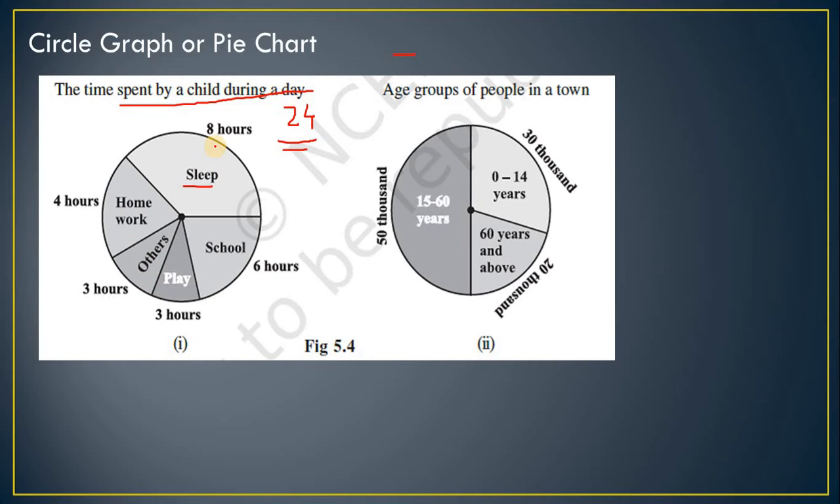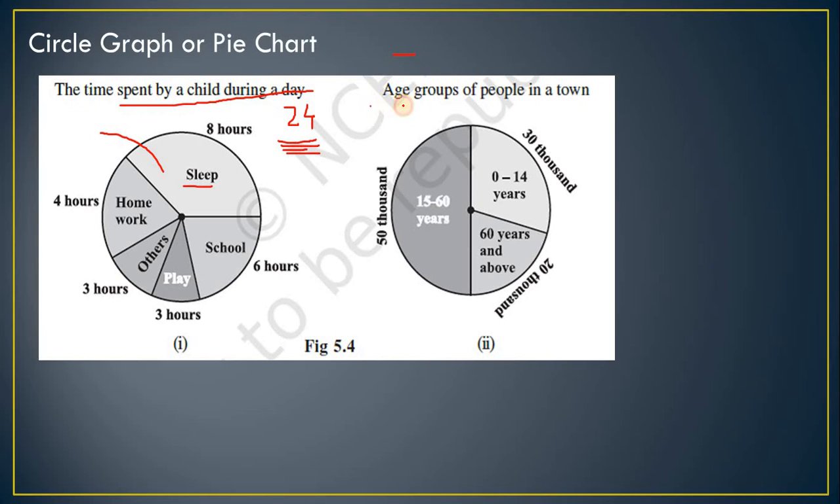For sleeping the child takes 8 hours, so out of 24 you have to plot 8 hours. Then you plot 6 hours, then 3 hours, then 3 hours, then 4 hours. So the first important thing is the total duration. After that you can do the partition. This partition is known as a sector.